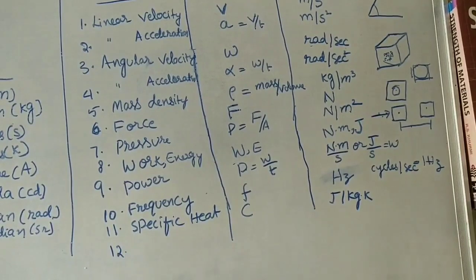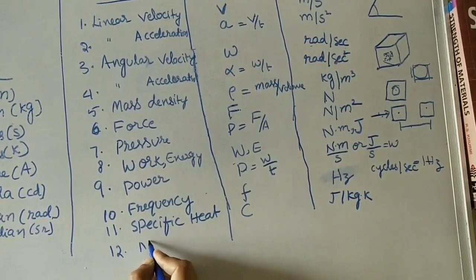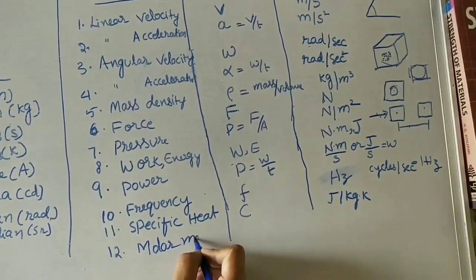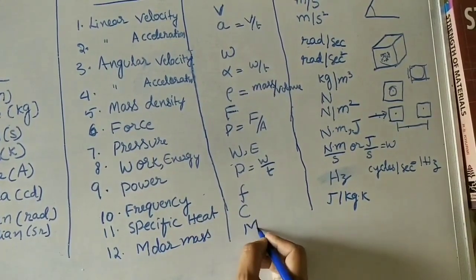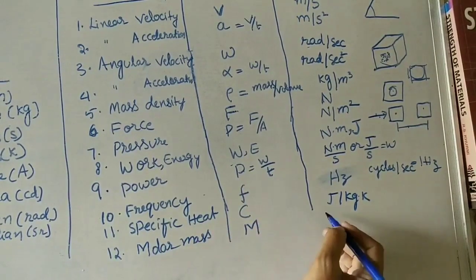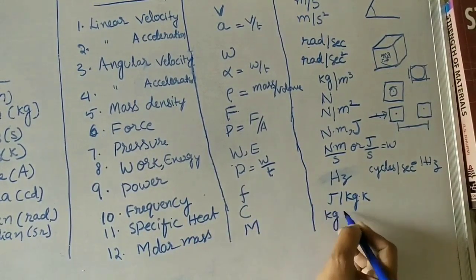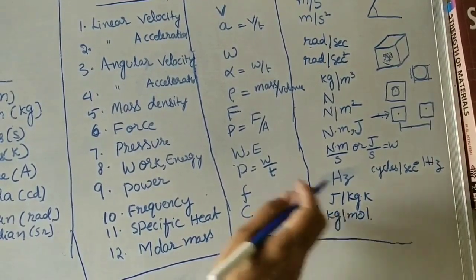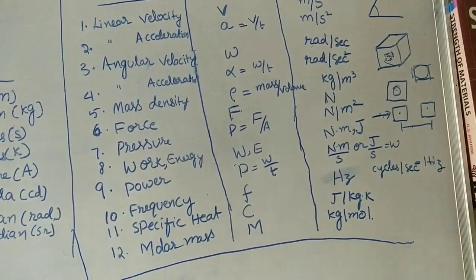Now one more thing, one more is here, molar mass or molecular mass. Molecular mass, we are using symbol M. We are using this for gases, instead of air, kg per mole. Okay, these are some of the important derived units from the fundamental units.